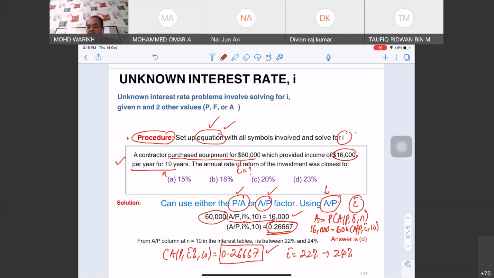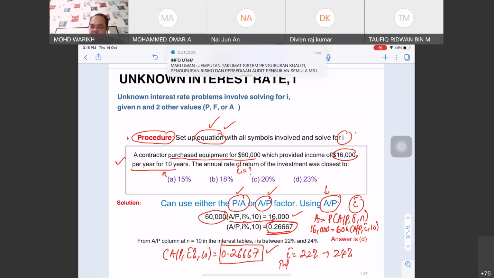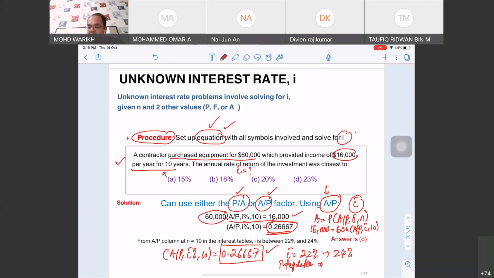So we know that, as I said before, you cannot give a range number. That means you have to use interpolation. So refer to the slide before. That means I is one digit. Okay? Understand?